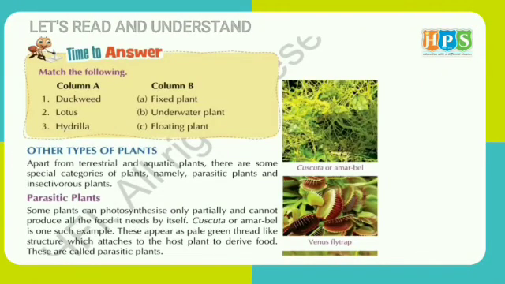Let's read other types of plants. Apart from terrestrial and aquatic plants, there are some special categories of plants, namely parasitic plants and insectivorous plants. Parasitic plants. Some plants can photosynthesize only partially and cannot produce all the food they need by themselves. For example, cuscuta or amarbel is one such example. These appear as pale green thread-like structures which attach to the host plant to derive food.